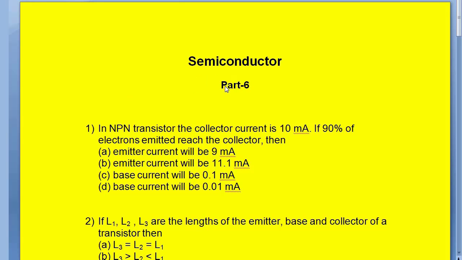Today we will be doing semiconductor part 6. The first question: in an NPN transistor the collector current is 10 milliampere. If 90% of electrons emitted reach the collector, then... So here the collector current is given, and it's also given that 90% of the total current reaches the collector. Out of these four options, which one is correct?